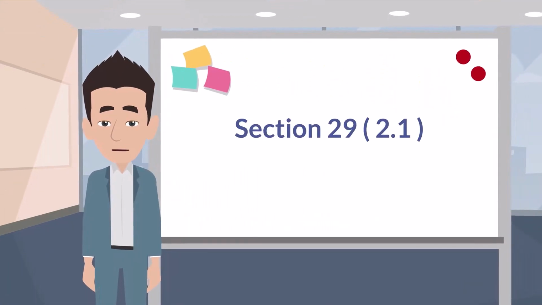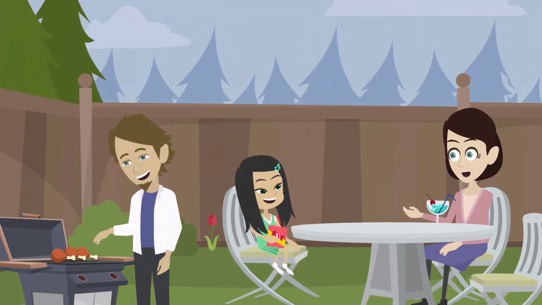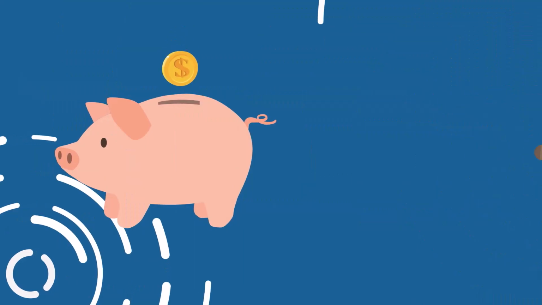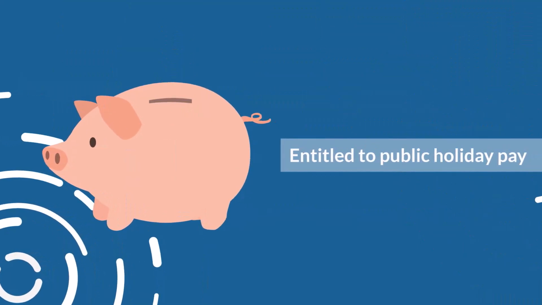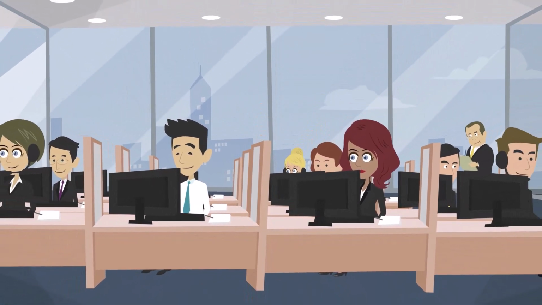Section 29, subsection 2.1 addresses employees on leave or layoff. If a public holiday falls on a day that is not a regular working day for an employee who is on leave or layoff, the employee is entitled to public holiday pay for that day, but they do not have any other entitlement under this part with respect to the public holiday.